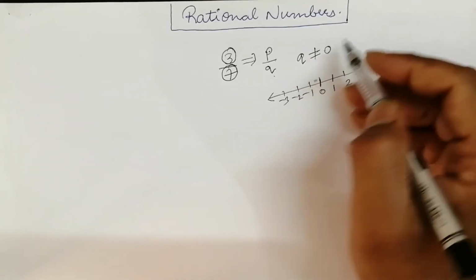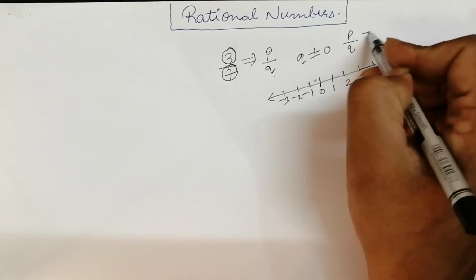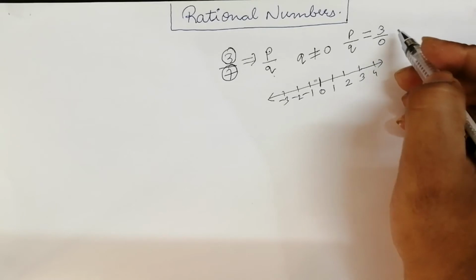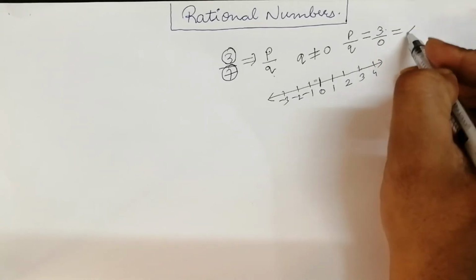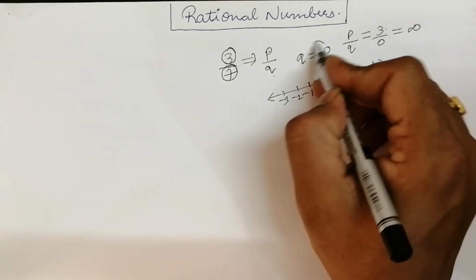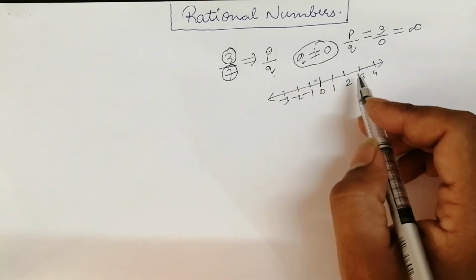अगर q 0 होता है, सपोज p अपॉन q ये आपका रैशनल नंबर है, p है आपका 3, q है आपका 0, तो एनीथिंग अपॉन 0 इज व्हाट? इन्फिनिटी. Anything upon 0 is what? Infinity. That's why this condition is very important, that q should not be equal to 0.